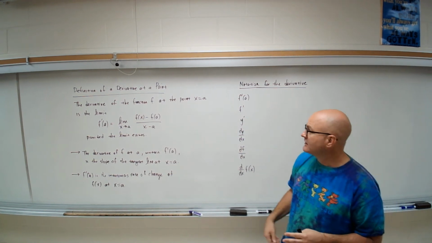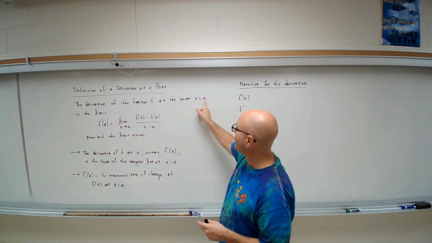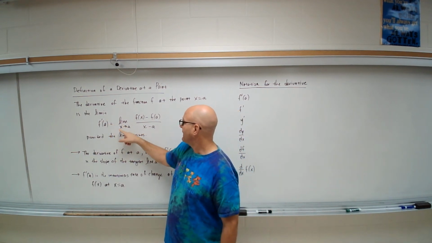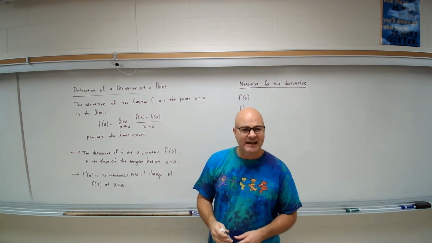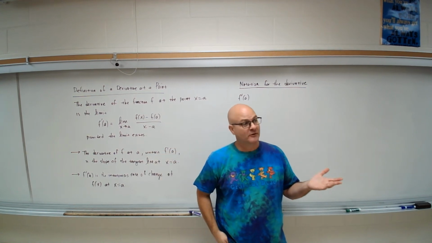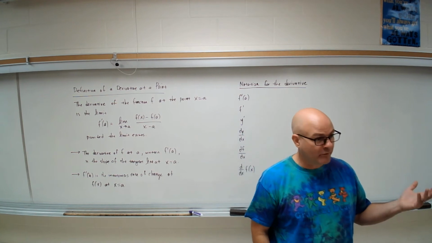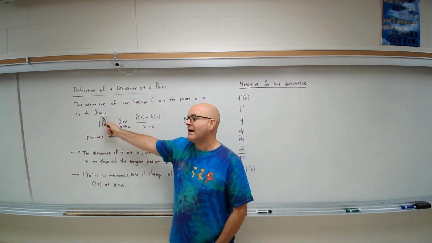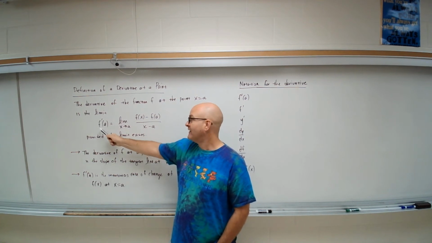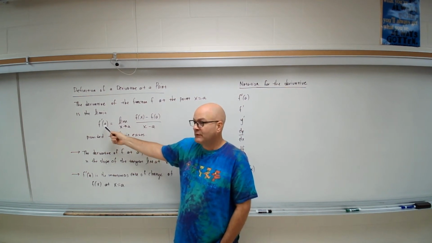So the derivative of the function f at the point x equals a is the limit as x approaches a of f of x minus f of a over x minus a. So it's just a glorified slope formula, correct? It's a limit of a slope formula. This notation is read f prime of a, or the derivative of f at a.